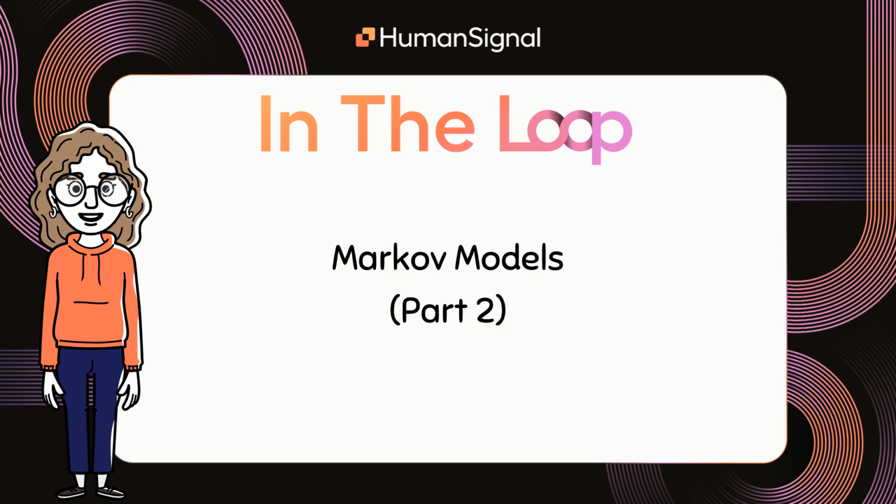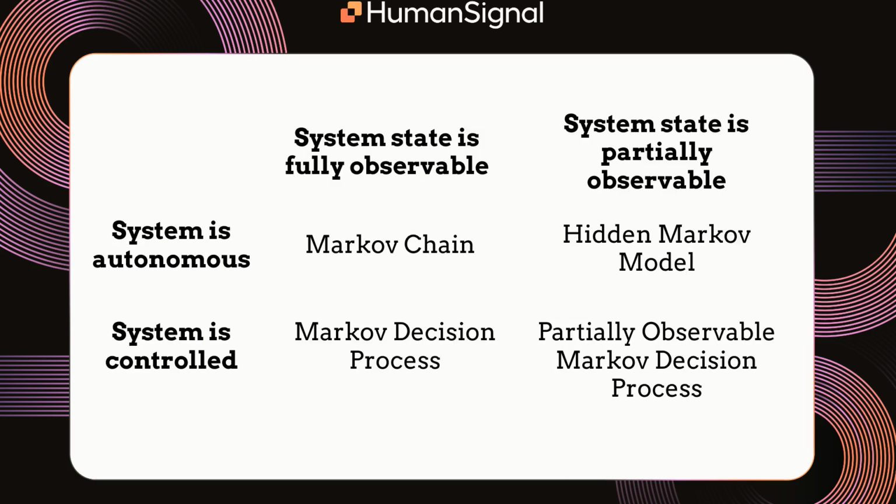This week, we're going to explore hidden Markov models in the second part of our Markov Models series. Let's get started. If you watched part 1, you might remember that we identified 4 types of Markov models based on whether the system was observable or not and whether the system was autonomous or not. This week, we're going to dive into hidden Markov models, which are Markov models for a system that isn't fully observable and is fully autonomous.